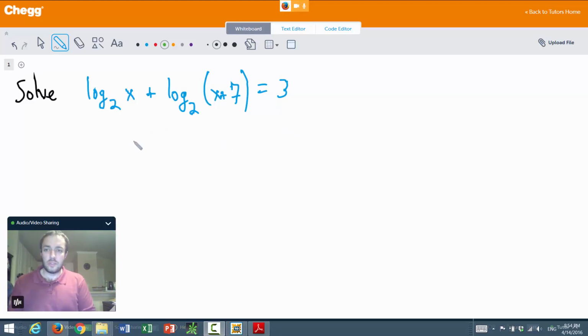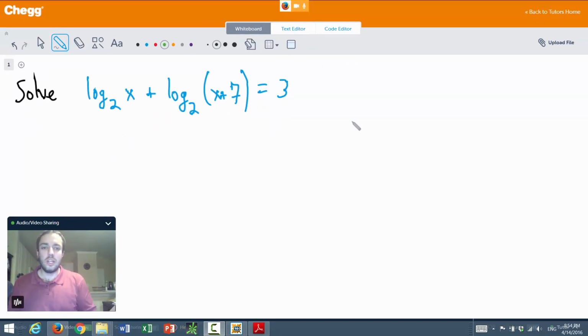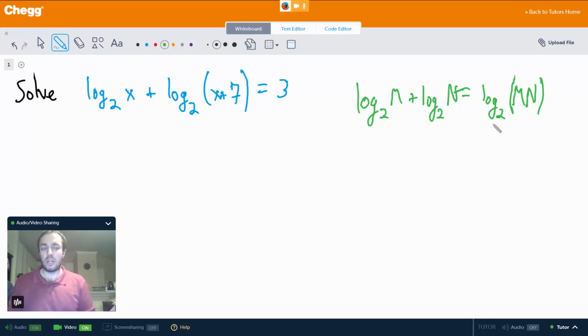Okay, so the very first thing that we're going to do is squish these two logs together into one log, and we're going to use the property that says the base 2 log, or any base log really, of m plus the base 2 log of n equals the base 2 log of m times n. So remember, if we have a sum of two logs, we can squish those together into one log of the product of these two things, m and n here.